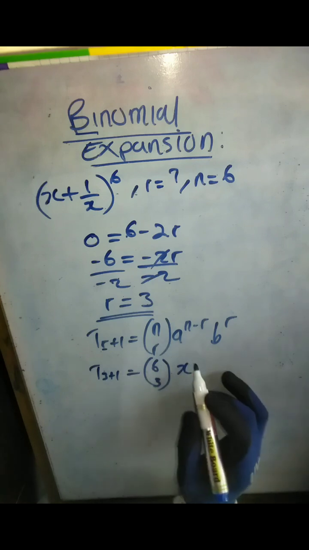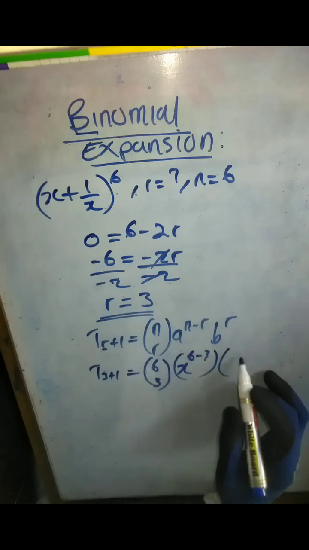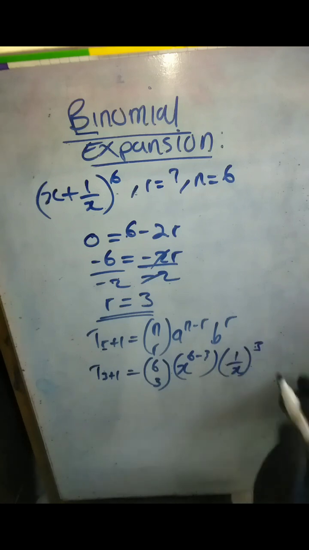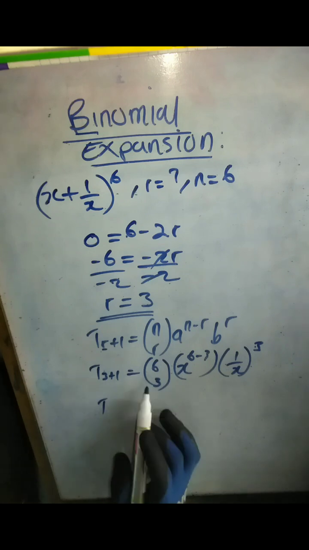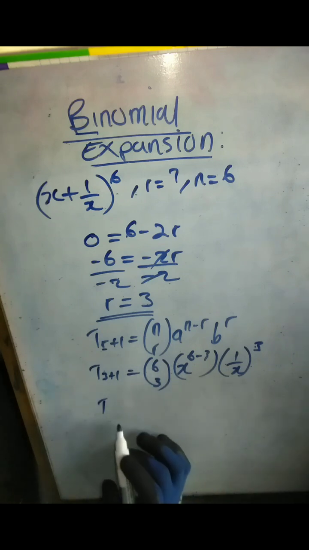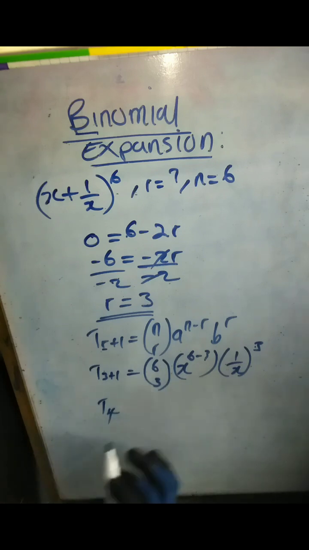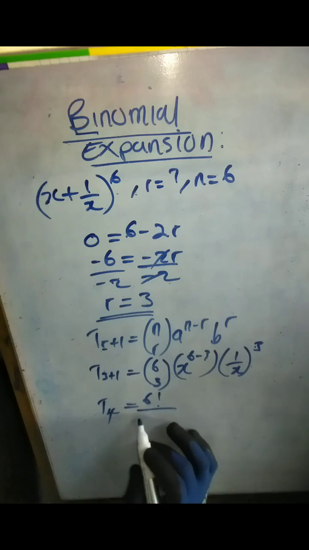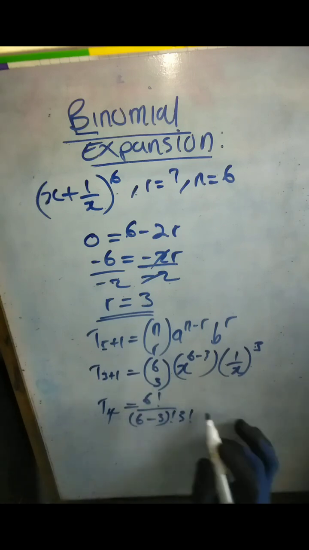x to the power 6 minus 3, then our b is 1 over x to the power 3. So in this case, this term which is independent of x is at the fourth position, because 3 plus 1 is 4. So this term which is independent of x, at the fourth position, equals 6 factorial over 6 minus 3 factorial and 3 factorial.